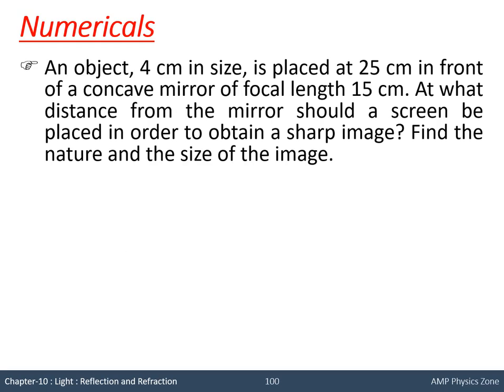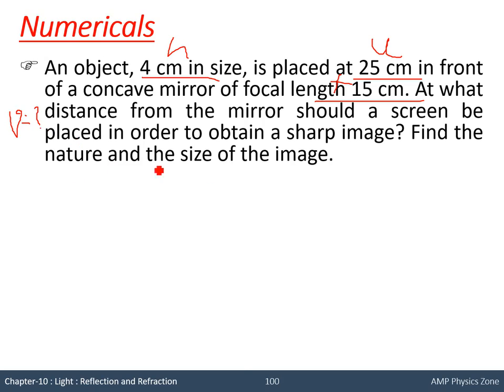Now the next sum. An object 4 centimeter in size, so this is h, is placed 25 centimeter in front of a concave mirror. So u, f. At what distance from the mirror should the screen be placed so that we can get a sharp image? It means we can find v, that is, the image distance we need to find.